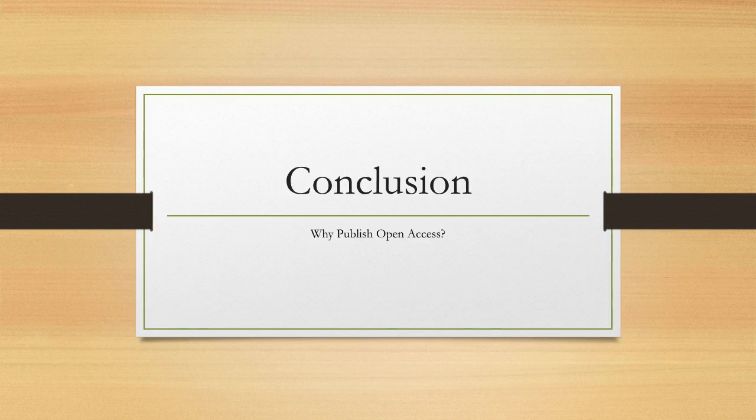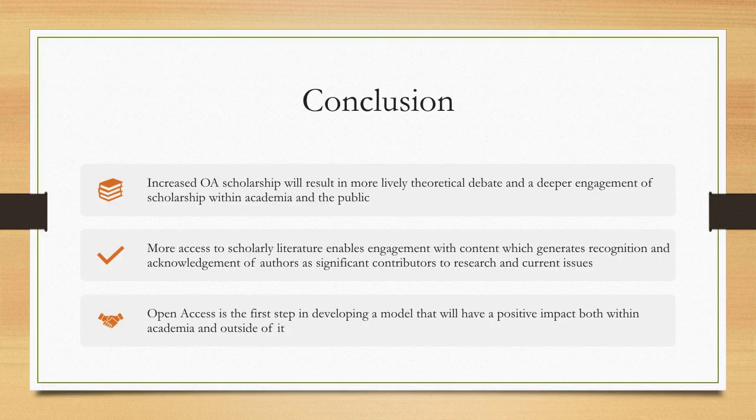Conclusion: why publish open access? Increased OA scholarship will result in more theoretical debate and deeper engagement on scholarship within academia and the public. More access to scholarly literature enables engagement with content, which generates recognition and acknowledgement of authors as significant contributors to research on current issues. Open access is the first step in developing a model that will have a positive impact both within academia and outside of it.